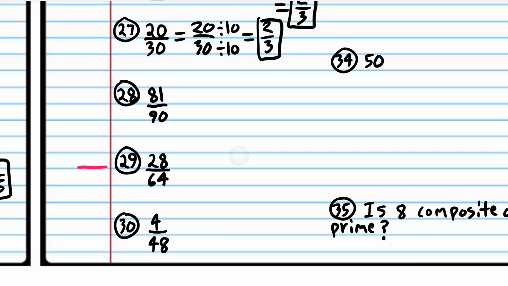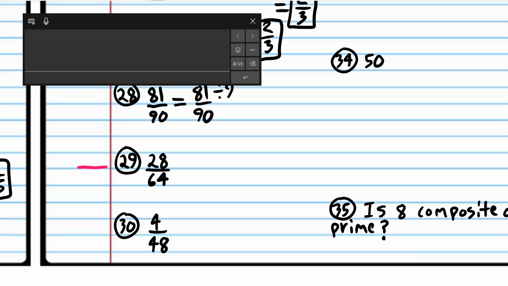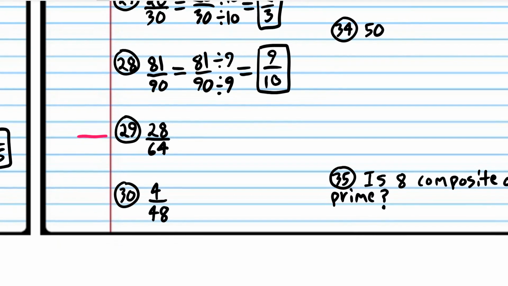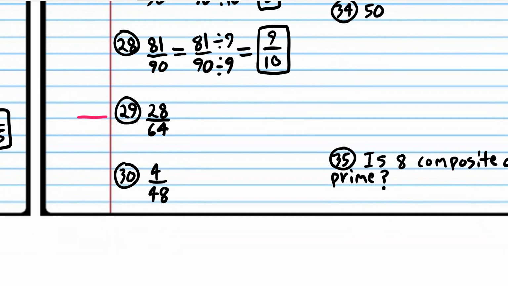All right, if you divided both sides of this fraction by 9, you're probably on the fastest track. 81 divided by 9 is 9. 90 divided by 9 is 10. And it's now reduced to lowest terms. All right, so you should be getting a feel for how this works. Again, this is called reducing fractions, and when you go to the smallest numbers possible, it's called reducing the fractions to lowest terms.